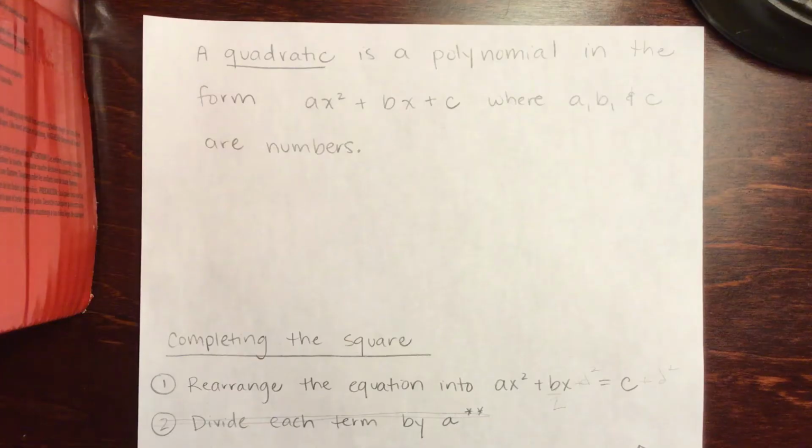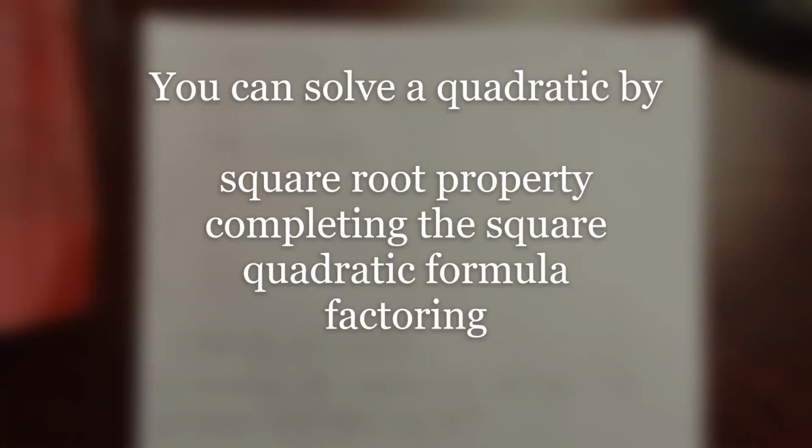A quadratic is a polynomial in the form ax squared plus bx plus c, where a, b, and c are numbers. There are 4 ways to solve a quadratic: using the square root property, completing the square, quadratic formula, and factoring. This video will focus on the quadratic formula.